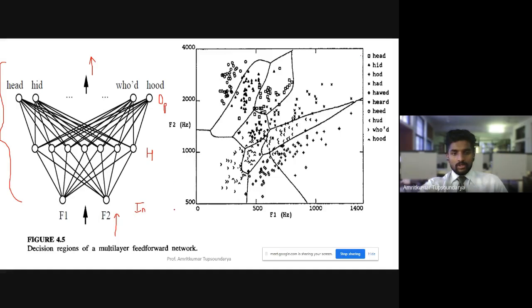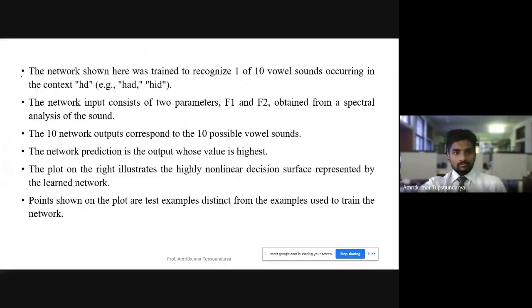This particular diagram is just the decision region of this multi-layered feed-forward network. Now, what are these things? We will look at them one by one. The network here was trained to recognize one of the 10 vowel sounds occurring in the context of h_d, right? So, as I mentioned, it can be had, hid, hood, hod, anything, right?